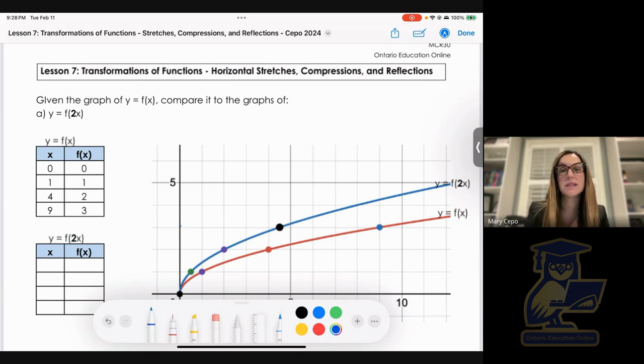In this lesson, we will be exploring the effects of horizontal stretches, compressions, and reflections on functions, and we will be applying this knowledge to analyze and graph functions.